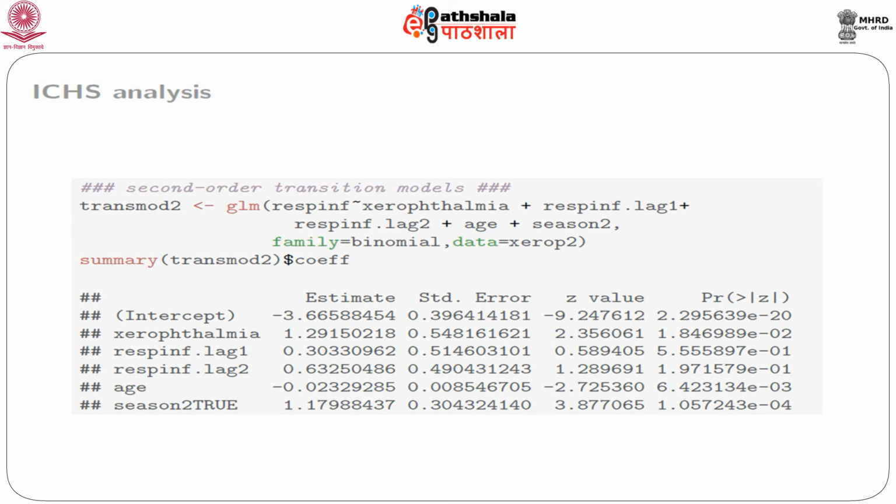Then we include the second order lag also, so it depends on two previous visits. Whether respiratory infection now depends on two previous visits, and what do we see? We see that if we use a second order lag, it's not explained well. Here none of the lags is explaining. So we think that the first order model is better, because the first order lag significantly affects whether there is respiratory infection in the child.